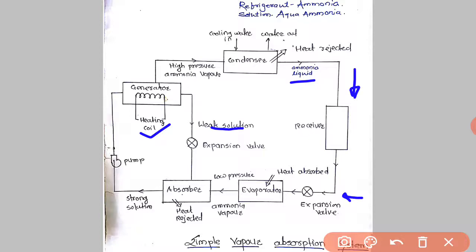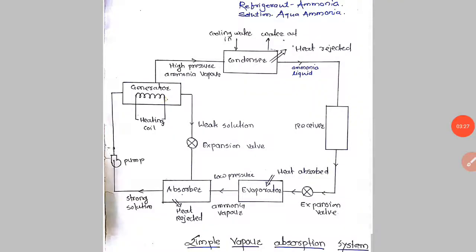Then ammonia vapor passes through the absorber, so the weak solution is converted into strong solution and it is pumped by using a pump, and it passes to the generator. So again heating of the strong aqua ammonia solution takes place. After heating, high pressure ammonia vapors are created which are passed to the condenser, and the remaining weak solution is passed to the absorber, and this process continues and the refrigeration effect is obtained in the evaporator. Now we will see this process in detail.